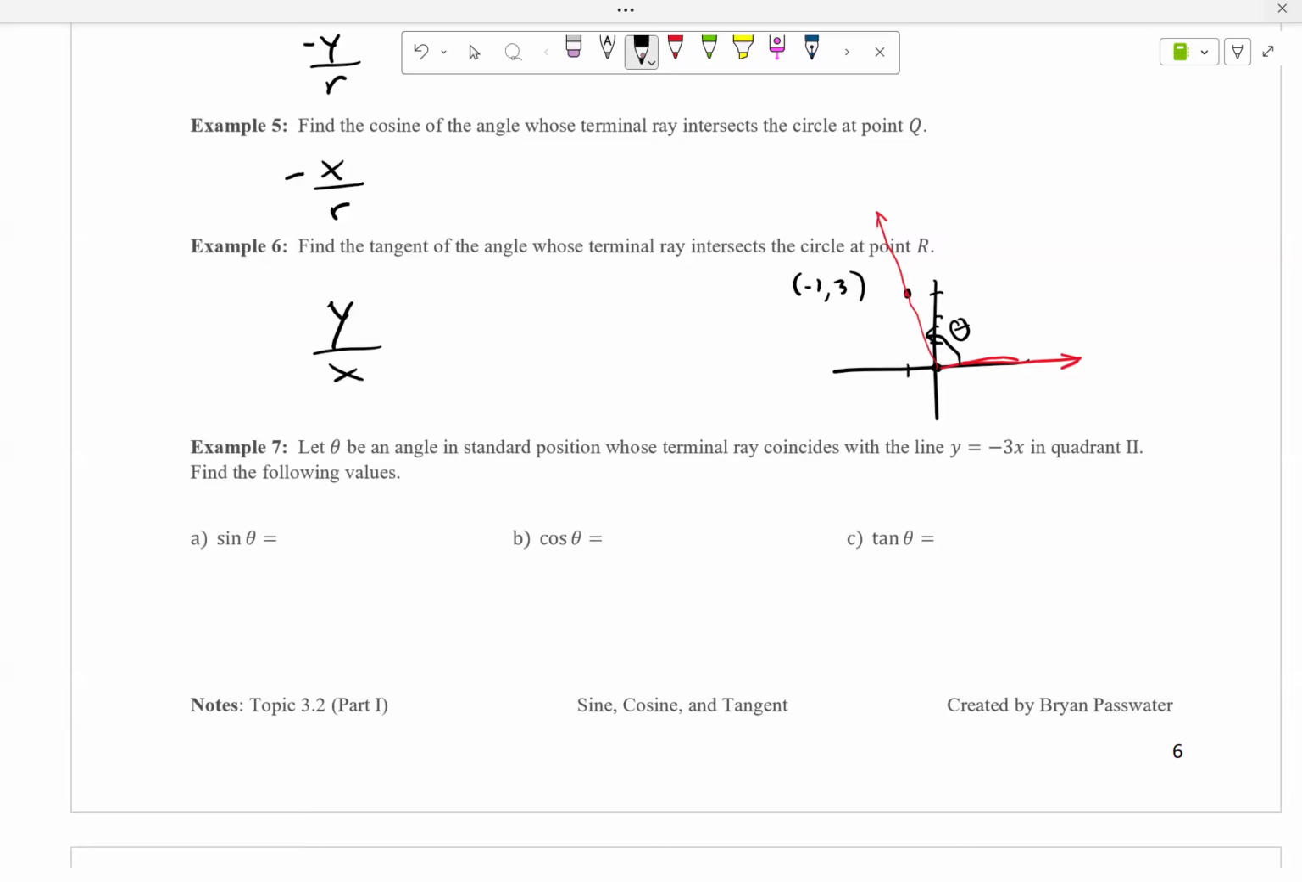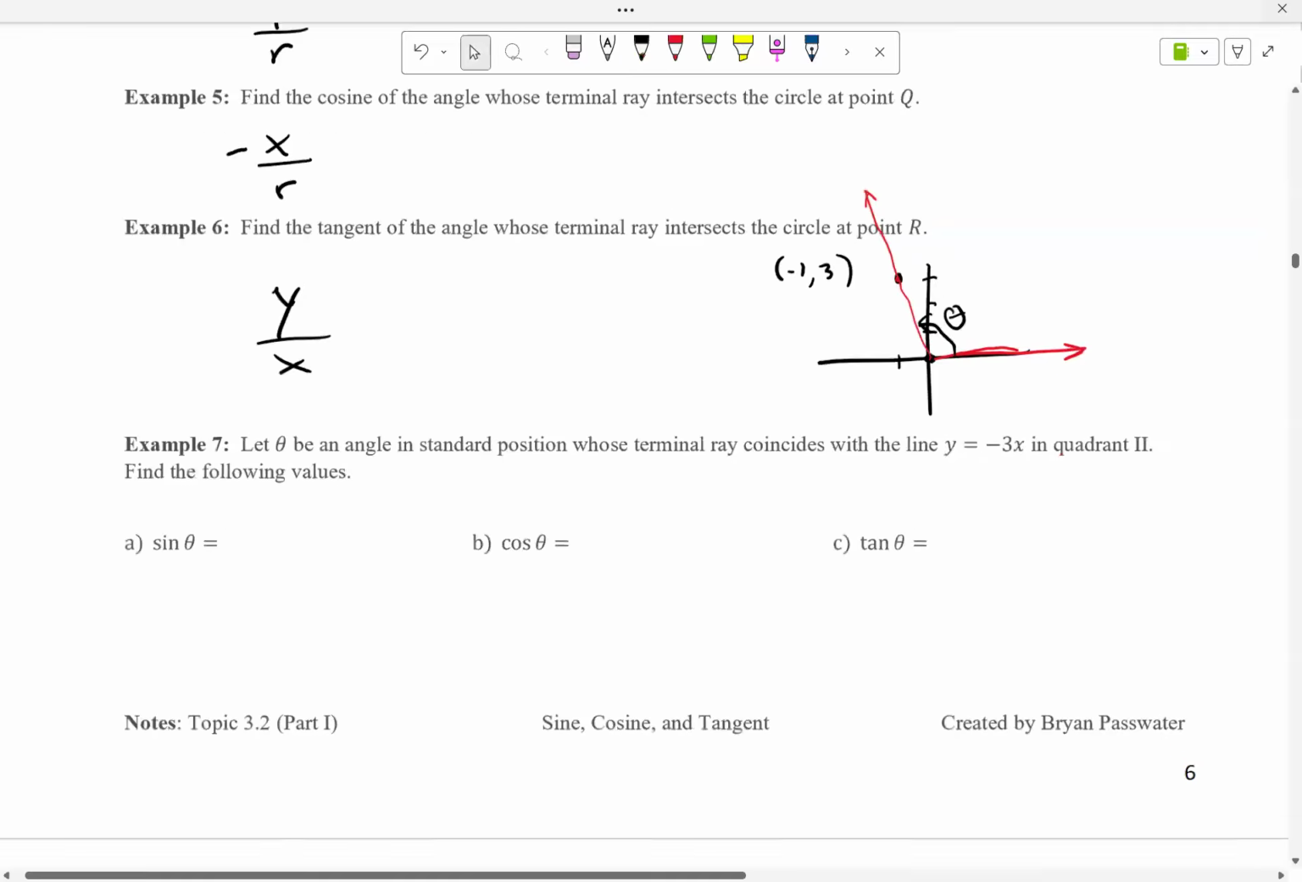We have the initial side, and it says the terminal side coincides with this line, so we need a point on this. We need an x and a y. How do we know the radius of this one? That's a good question. Radius is radius. Right, 3x. Yeah, that's correct.